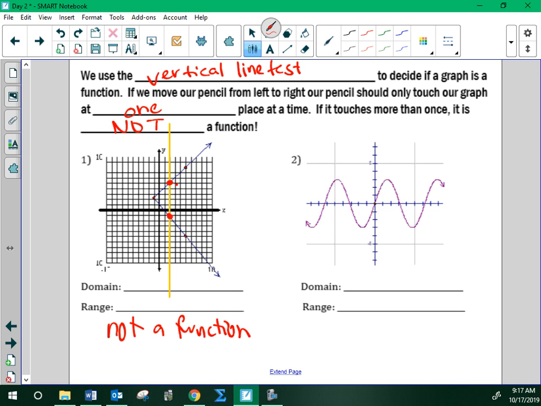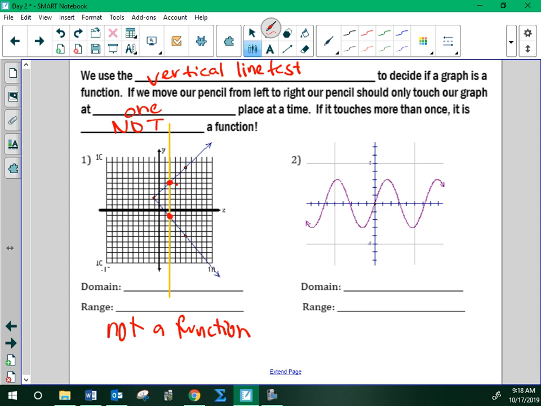Our domain and range for these graphs, we're not listing individual numbers, because again, we have everything in between. You'd be listing them out for the rest of your life. No one wants to do that. You guys want to do other things with your life. So instead, we're going to take a look at where our x's start.